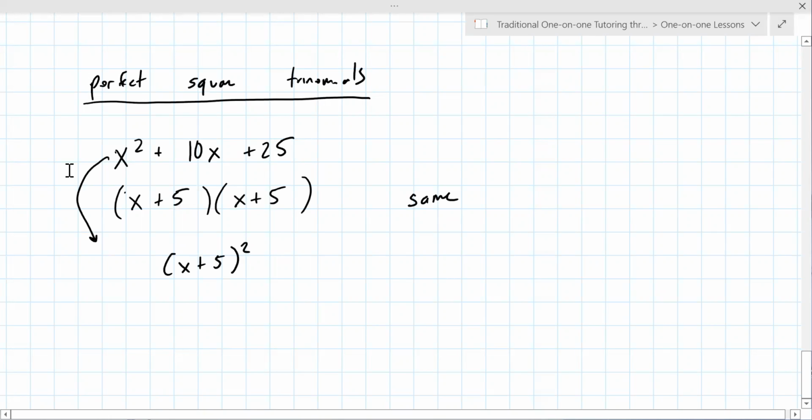And this is the whole point of the perfect square trinomial. So there's three terms, but it's the square of the same two terms. Okay. Now so maybe you can pattern this. Like why did I put a 5 down there?